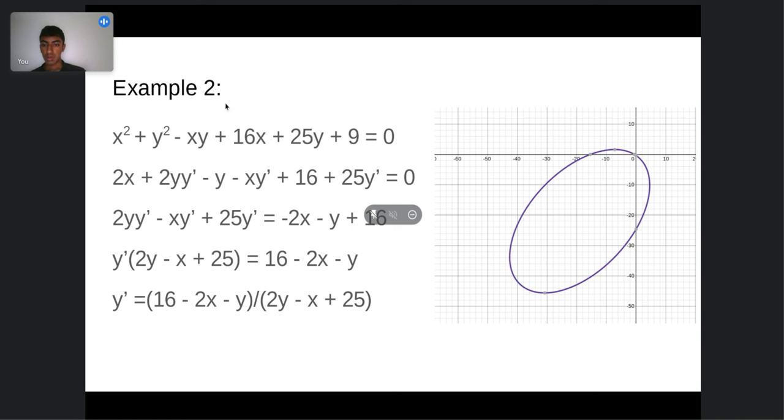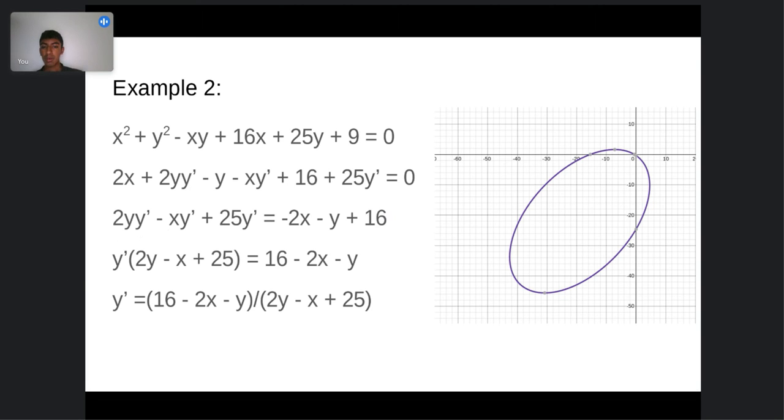Now what we can do is find the derivative of x squared, find the derivative of y squared. Remember the chain rule. Find the derivative of x times y. Remember to keep the minus sign in, so we distribute it across. Find the derivative of 16x, which is just 16. Find the derivative of 25y, which is 25 times the derivative of y. Derivative of 9 is 0, and derivative of 0 is 0. That's also essential. I know people who've accidentally written derivative of 9 is 9, and that's not good.